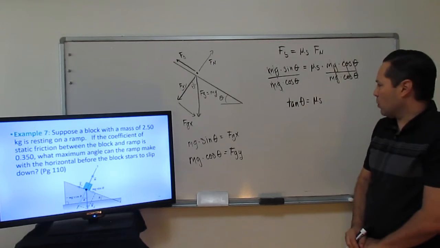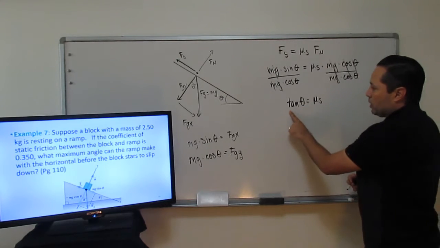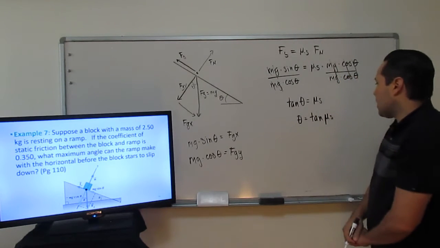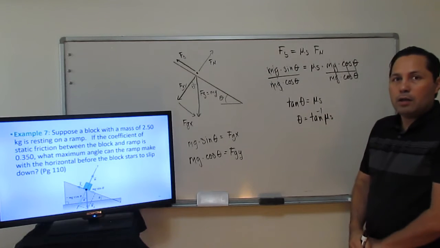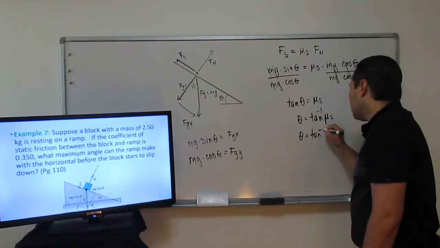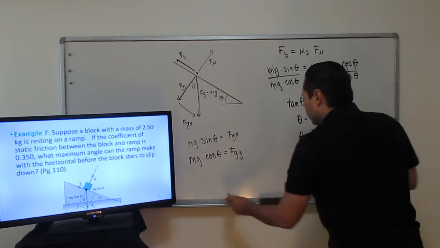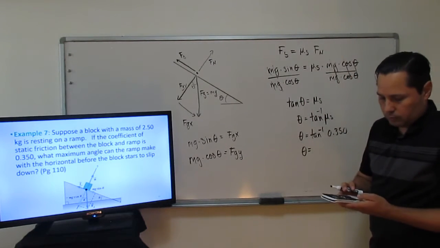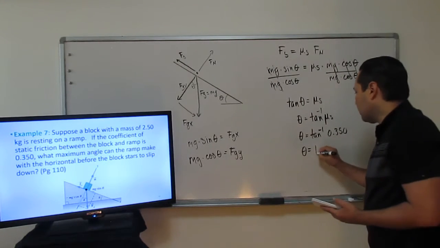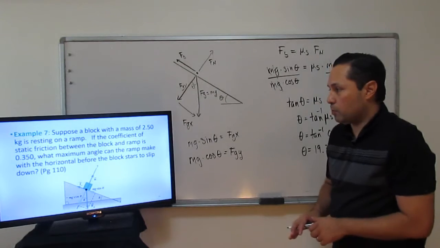Okay, and I can show a little bit of work on that later on so you can get it. So for the angle, we want to isolate the theta, so we're going to get rid of the tangent. So we're going to do inverse tangent. Inverse tangent of the coefficient of static friction, that's going to give us the angle. So it's going to be inverse tangent of 0.350. So our answer for this problem would be, let's check it out. Inverse tangent of 0.35 is 19.3 degrees. Okay, so that would be our answer for this problem.